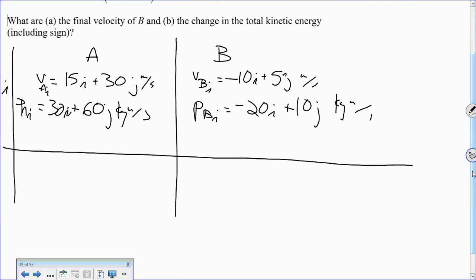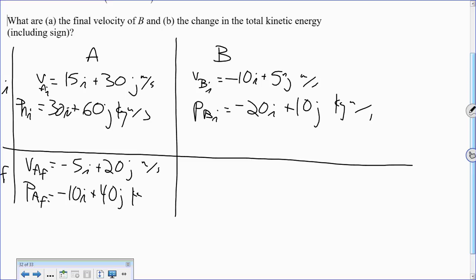All right, final. Let's see, the velocity of A final is negative 5I plus 20J meters a second. So I can find the corresponding momentum just by multiplying by 2: negative 10I plus 40J kilogram meters a second. And the question wants to know this guy. All right, so that's basically what's given to us. I did a couple of simple calculations, right? I found some momentums.